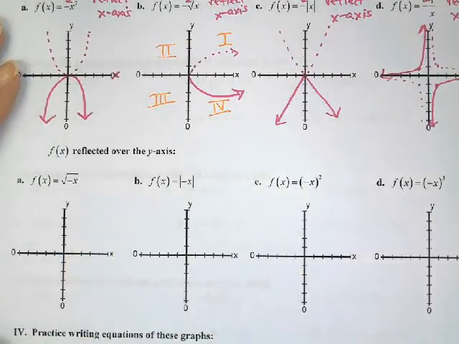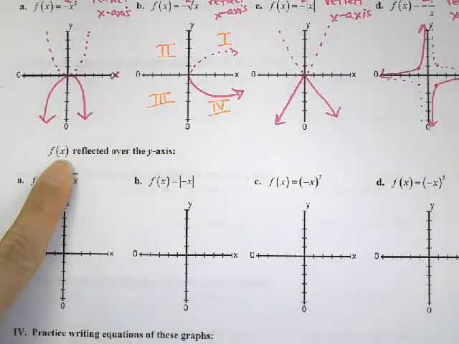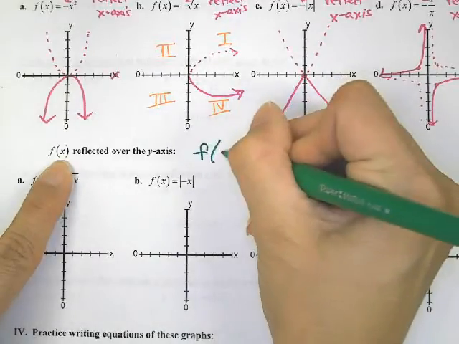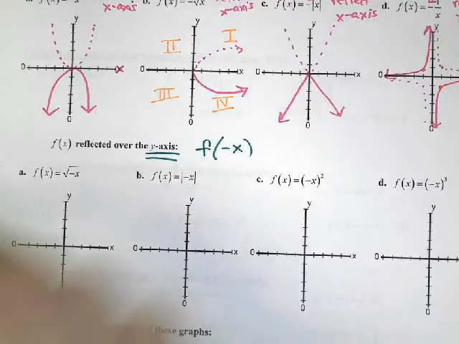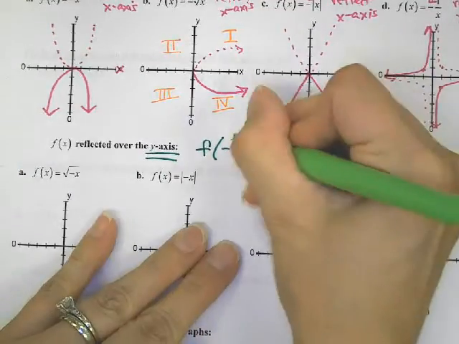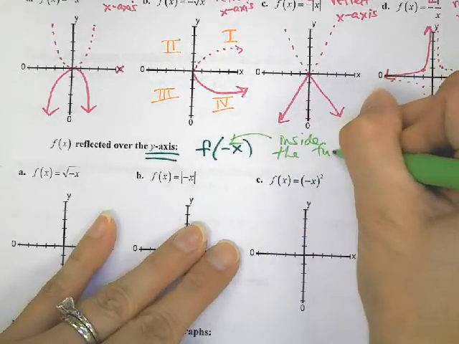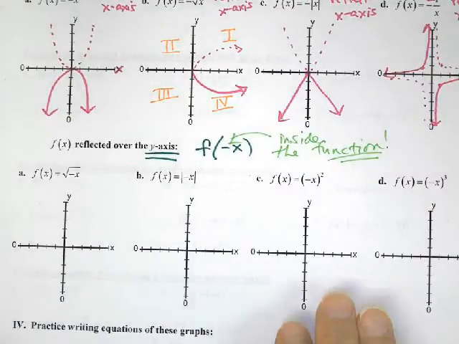Okay, what else do we have? Reflection over the y-axis. So here's what the equation is going to look like. The negative can't go out in front. It's got to be in a different place. So it's f of negative x. Y-axis, there it is. So where's the negative going to be found? Inside the function. Inside the function. Take a look at these examples.